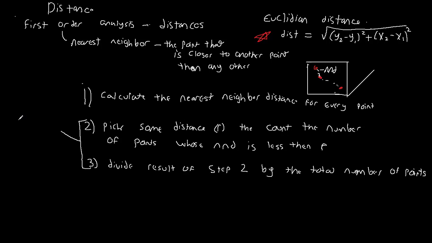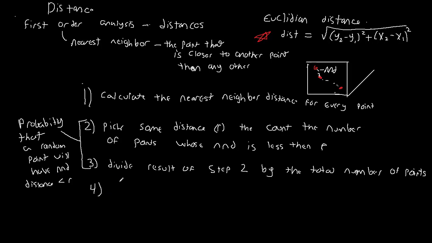So this is the probability that a random point will have nearest neighbor distance less than r. And this is going to be very important for how we interpret the end result of this thing.